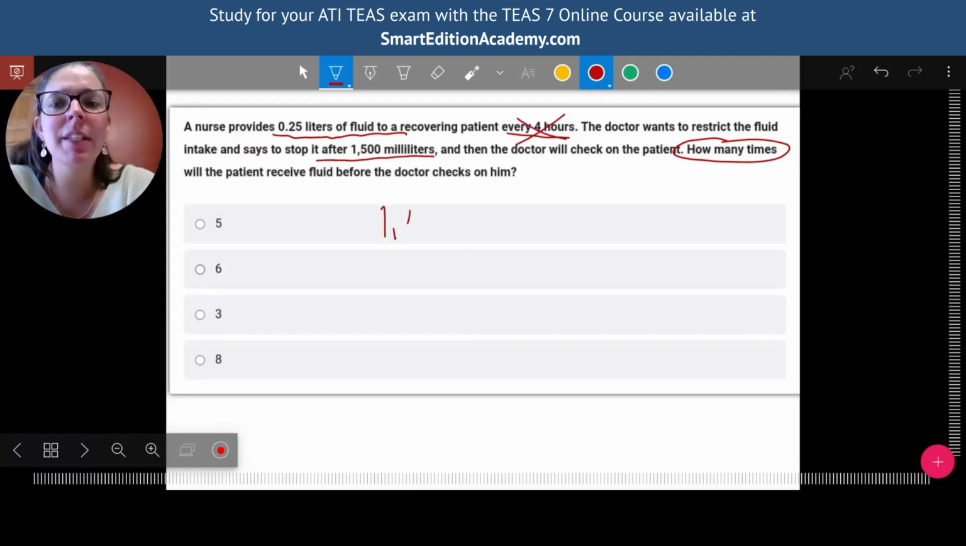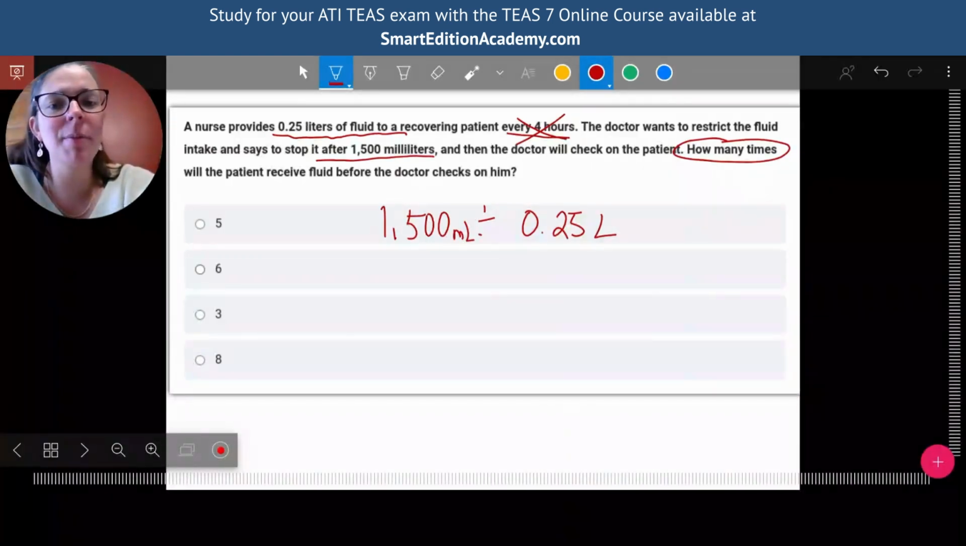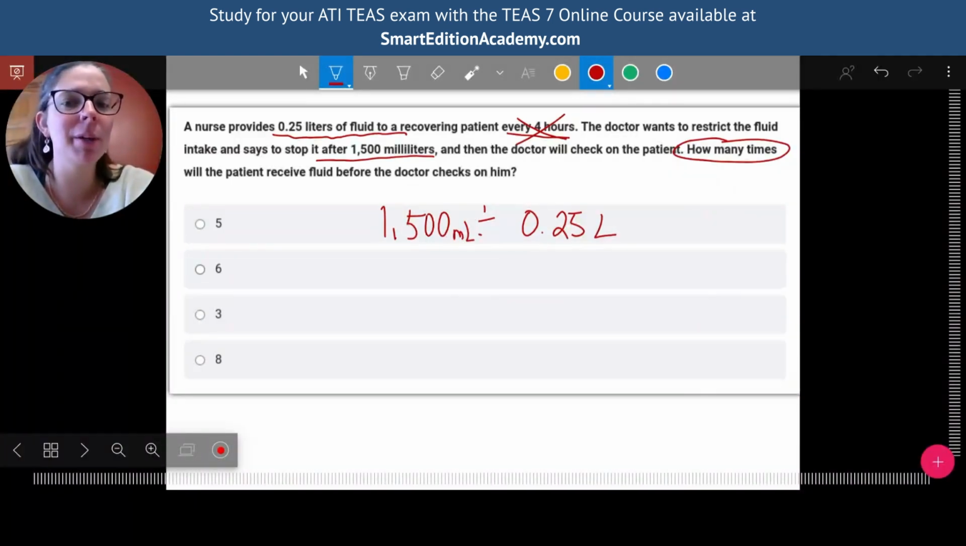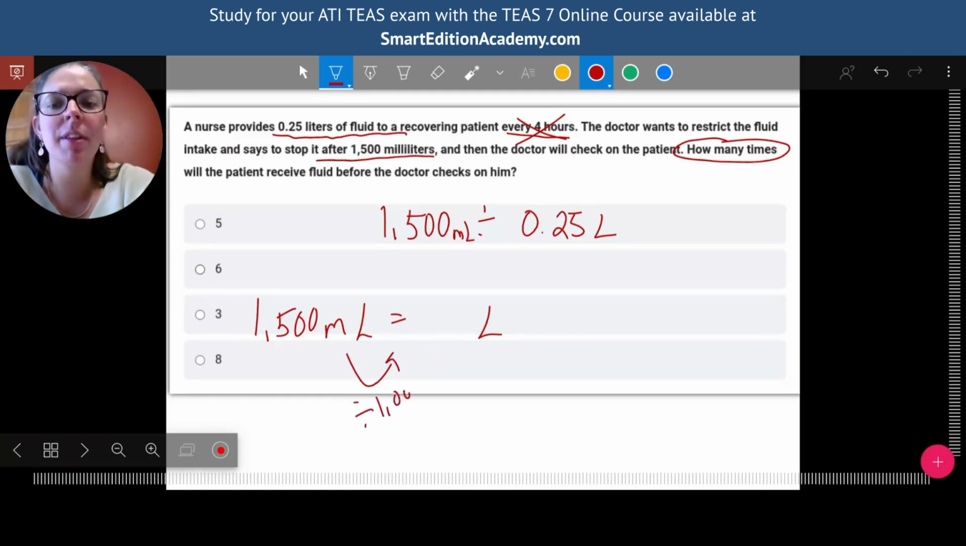So essentially what I'm doing is taking my total and dividing by how much we are getting each time the nurse provides fluid. So notice how this is milliliters and this is liters. This is not the same unit, so I need to convert. I can convert from milliliters to liters or liters to milliliters, it doesn't matter. Okay, maybe let's convert milliliters this time. So 1,500 milliliters is equal to how many liters? Well, I can either swoop 3 times to the left or divide by 1,000 this time. So you get 1.5 liters.